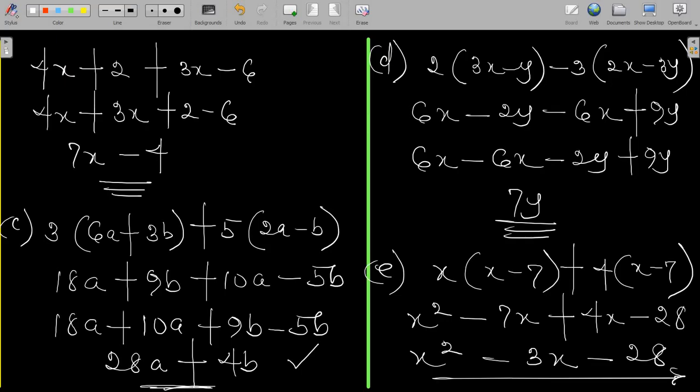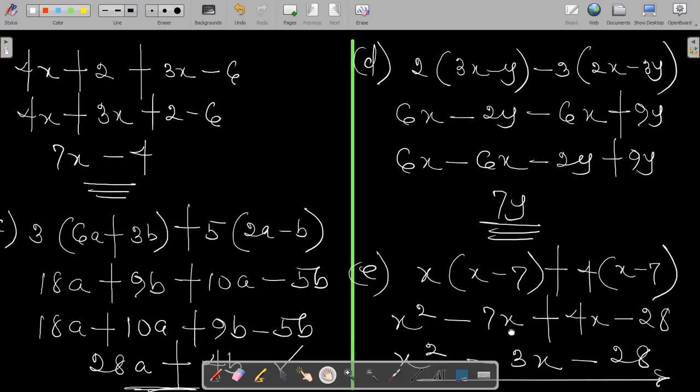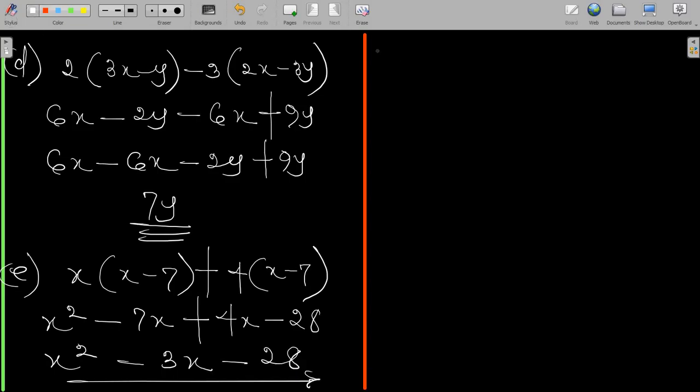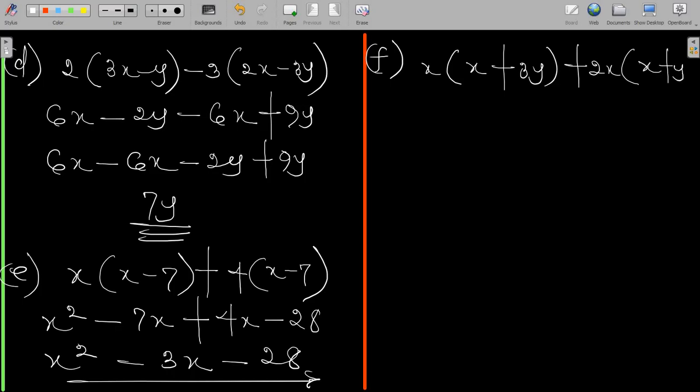Now let's move on to the 6th question, the F. Let me write out the question again. We are given x into bracket x plus 3y, and the next thing again, this is plus 2x into bracket x plus y. Well confirmed. So we move on again.